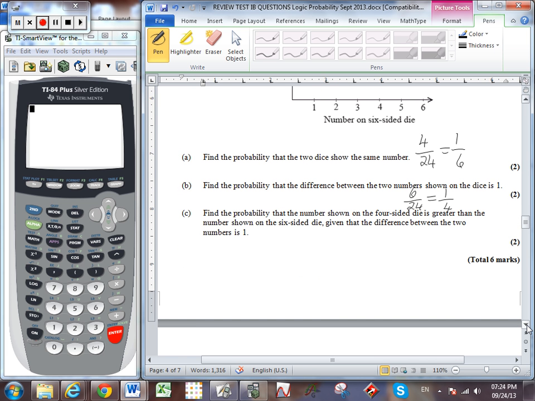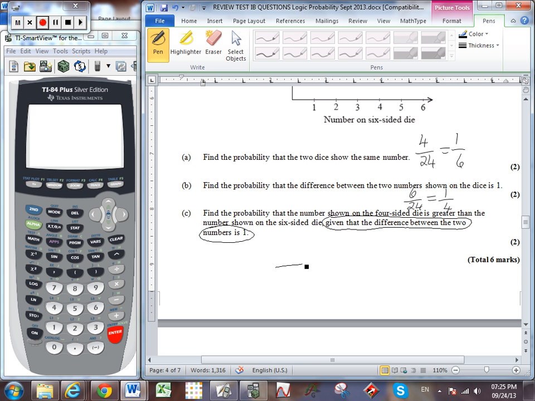Find the probability that the number shown on the 4-sided die is greater than the number shown on the 6-sided die, given that the difference between the two numbers is 1. Alright, now given that the difference between the two numbers is 1, this is a key phrase because this shows us what the given condition is.